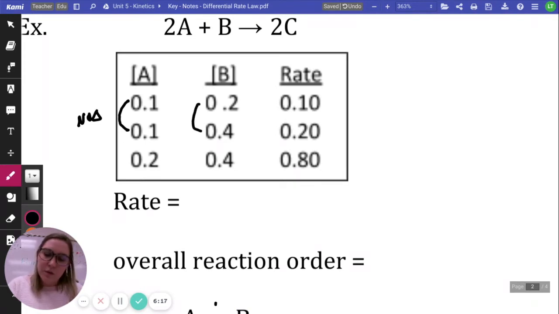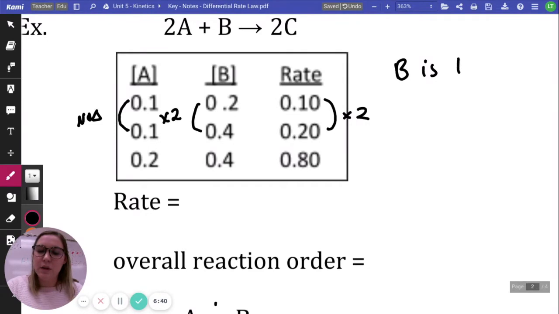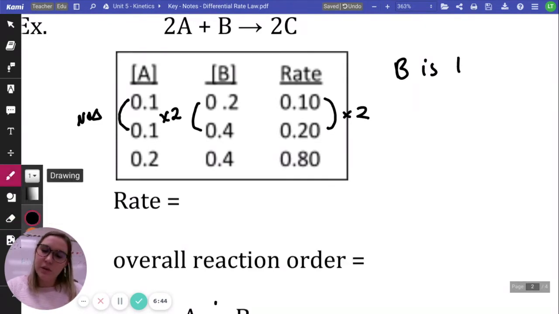Now for B, as we move from trial 1 to trial 2, our concentration doubles because I have 0.2 in trial 1 and 0.4 in trial 2. So my concentration of B doubles. How does that affect our rate? Well, our rate doubled. Since B's concentration doubled and our rate doubled, B is going to be first order.